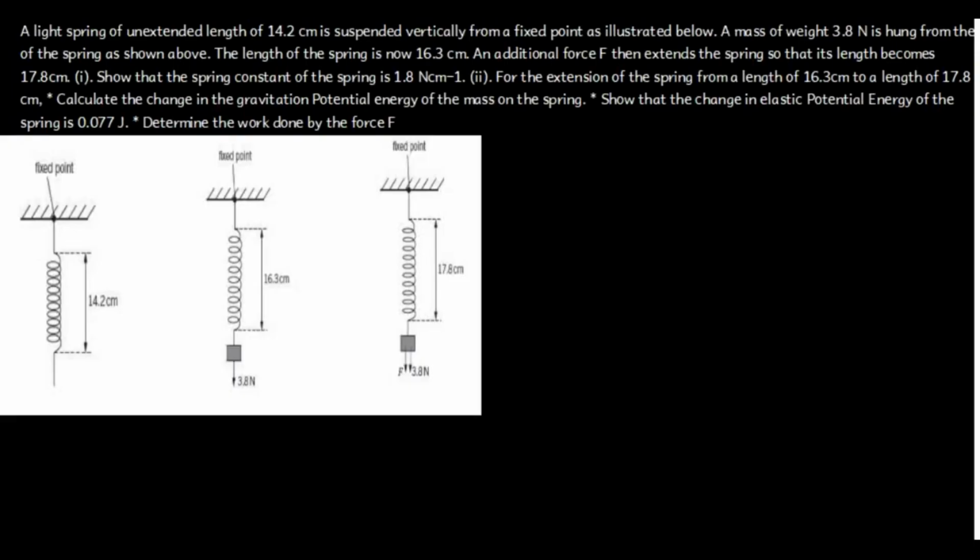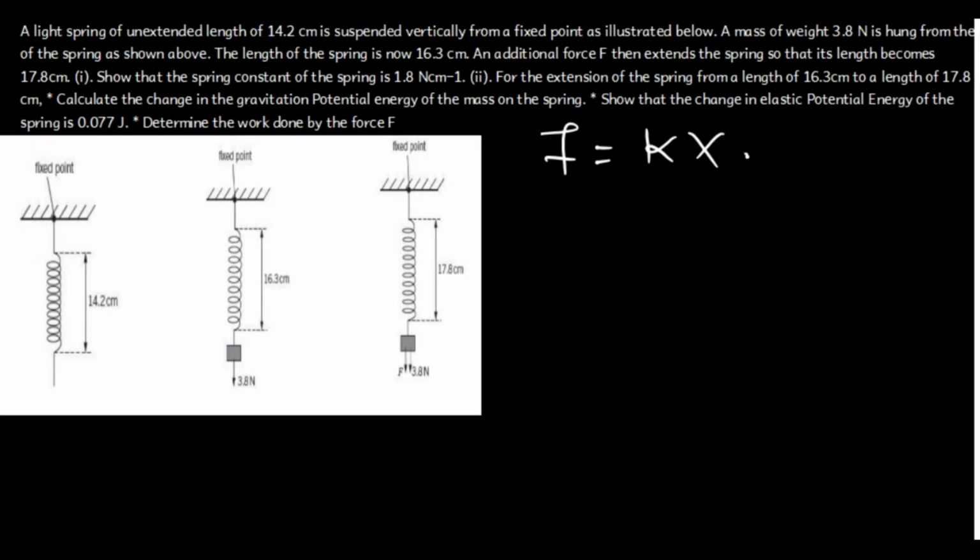Okay, so now we start with the first part, where we are being asked to show that the spring constant is 1.8 Newton per centimeter. So we know that according to Hooke's law, the force, the resultant force, is given by kx. You can say negative kx, but the negative from the resultant force and the negative from the other side are going to cancel.